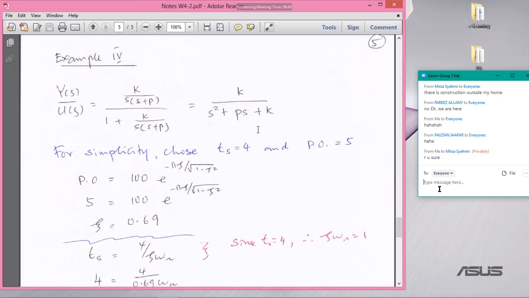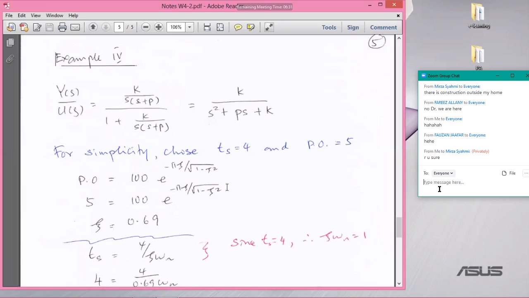And then simplify that. So now you have this second order transfer function for the system: K divided by S squared plus PS plus K. And then here we know that K is omega n squared, and 2 zeta omega n is equal to P.